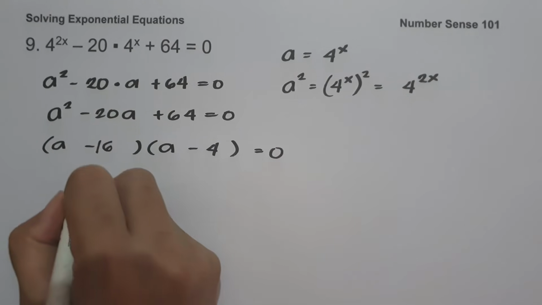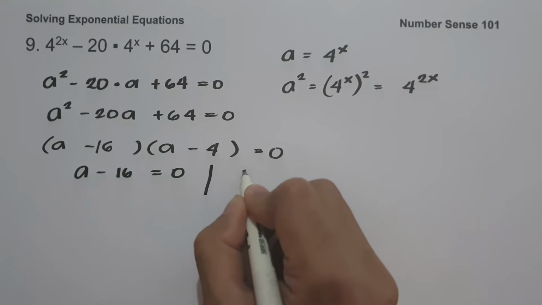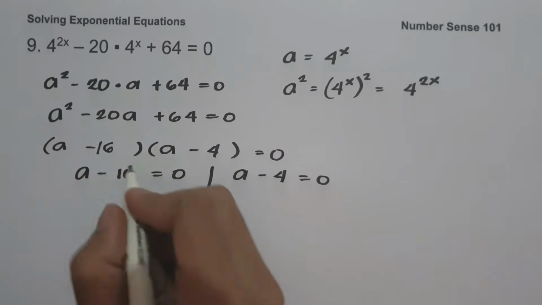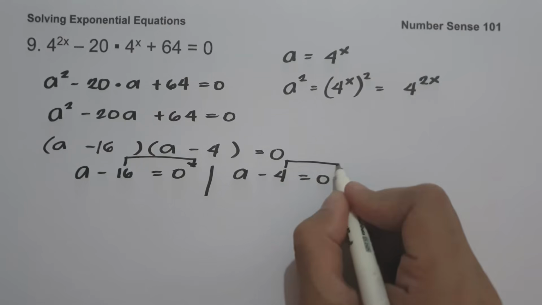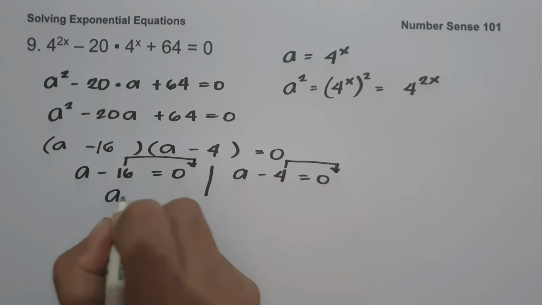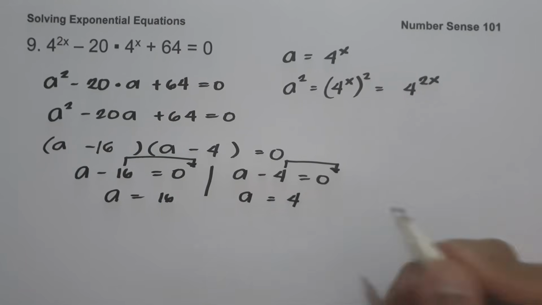So let us have a minus 16 equals 0 and a minus 4 equals 0. So let us move negative 16 and negative 4 to the other side of the equation. So this will be a equals 16 and a equals 4.